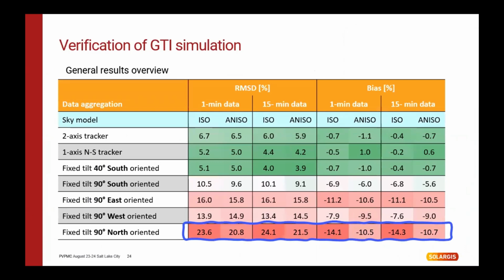And last is the north-facing vertical system, where we see that bias is similar to the east and west, but we have much higher, significantly higher RMSD.